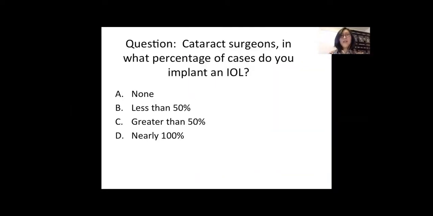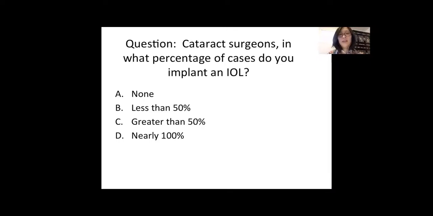So I'd like to ask, and I know that we don't always implant a lens, depending upon your access. What I'd like to ask is, in what percentage of cases are you implanting an IOL? Is it no cases, no access to IOLs, less than 50%, greater than 50%, nearly 100%? And I understand that also in many parts of the world it depends upon the patient's ability to pay. So the choice of implant will depend a lot on not just access, but cost.